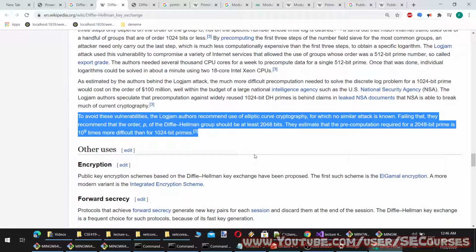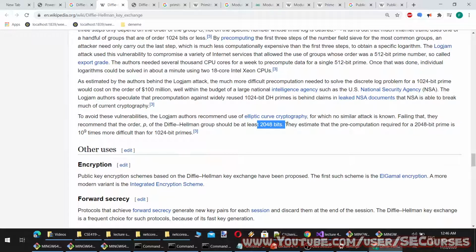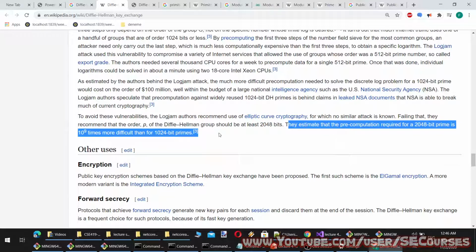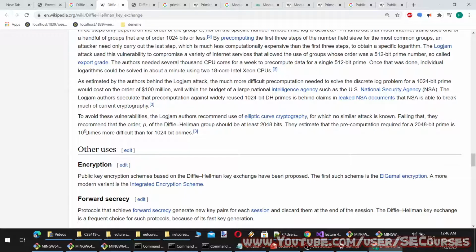To avoid these vulnerabilities, the logjam authors recommend use of elliptic curve cryptography, for which no similar attack is known. Failing that, they recommend that the order, P, of the Diffie-Hellman group should be at least 2048 bits. They estimate that the precomputation required for a 2048-bit prime is 10^9 times more difficult than for 1024-bit primes. Okay. Imagine that it will take millions of billions of years.